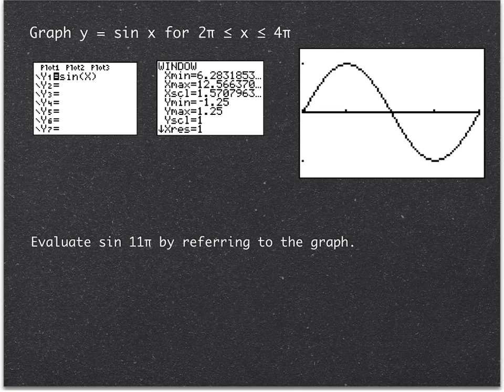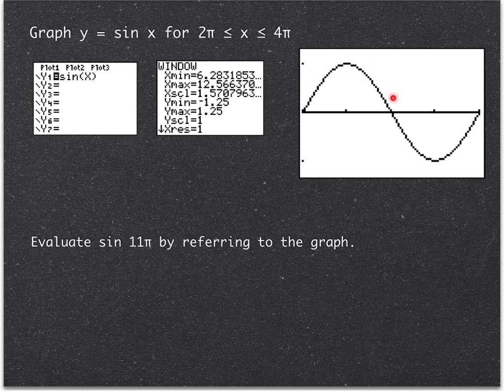Notice it looks very similar to what it looks like for just a regular trig function, and that's because of the periodic nature of the graph. So the key thing is to set that window correctly, and you should be able to get these. And finally, we'll ask you on these kind of problems to evaluate something like the sine of 11 pi by referring to the graph. Well, if I look at this graph, even though this is from 2 pi to 4 pi, it could very well be from 0 to 2 pi.